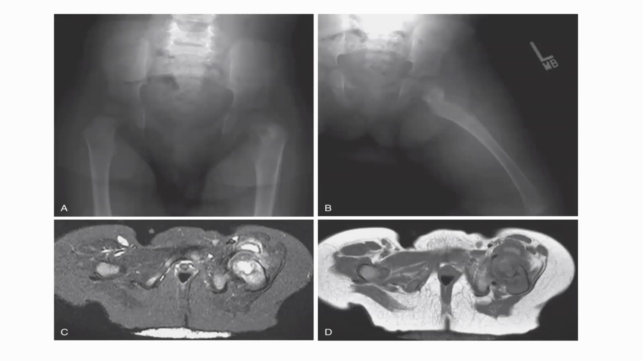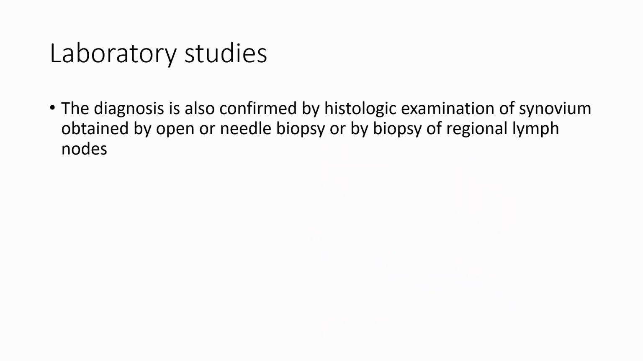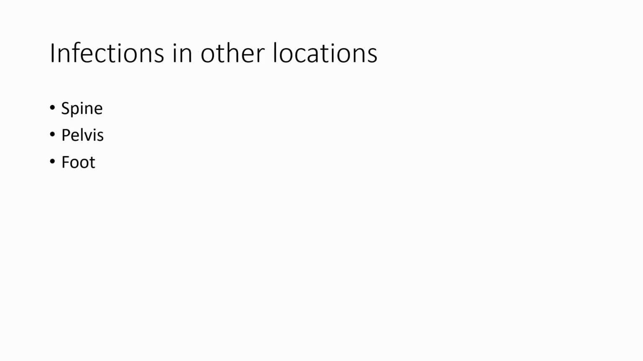In the left proximal femur, we can see a lesion which was later suspected to be tuberculosis. A biopsy was done and appropriate therapy was started. Next. Yes, a biopsy, or biopsy of regional lymph nodes, should be done in tuberculosis.